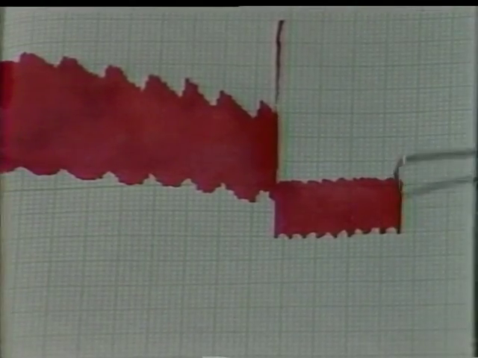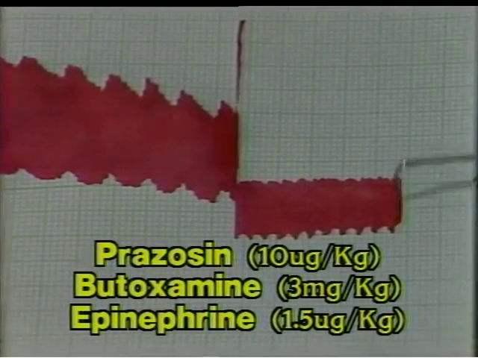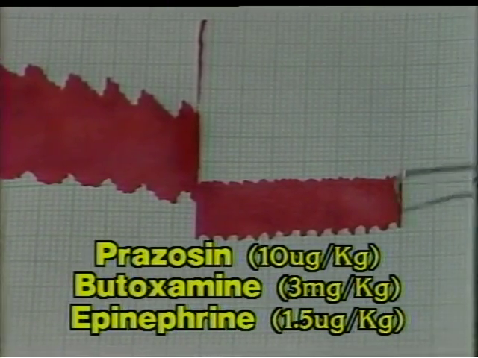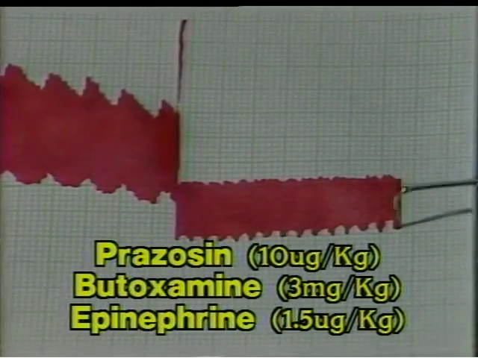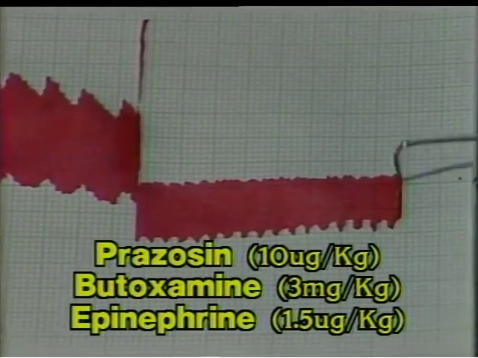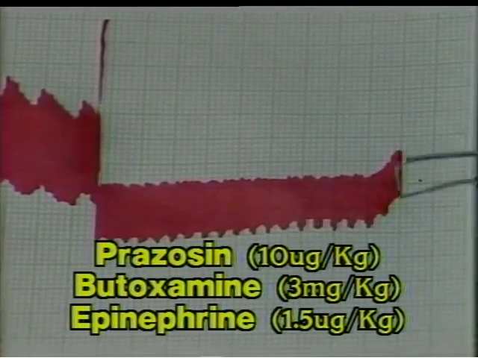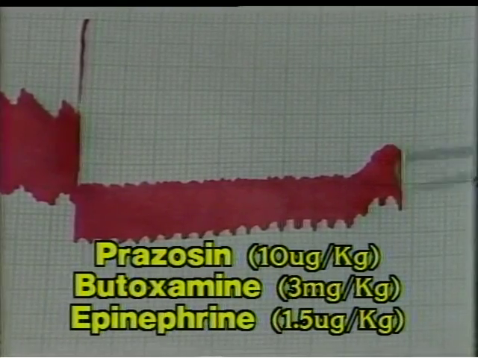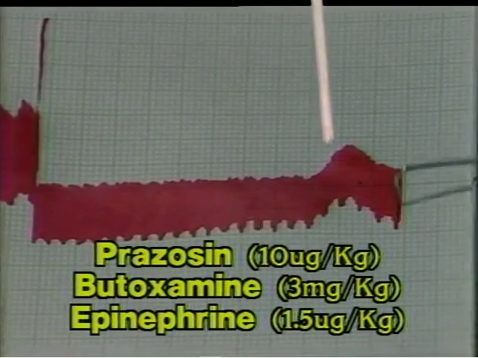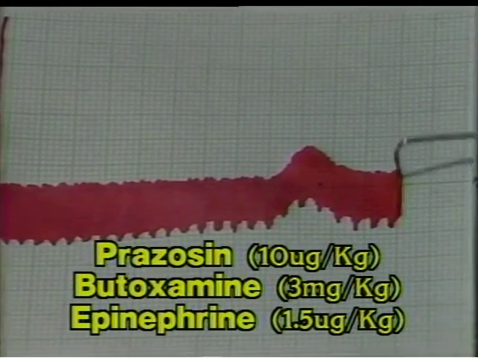Since butoxamine blocks beta-2 receptors and a large dose of prazosin will block both alpha-1 and alpha-2 receptors, we would expect that epinephrine, if given after butoxamine and prazosin, would only lead to an increase in blood pressure due to activation of beta-1 receptors. As predicted, epinephrine after butoxamine and prazosin gives a small increase in blood pressure due to activation of the beta-1 receptors in the myocardium.